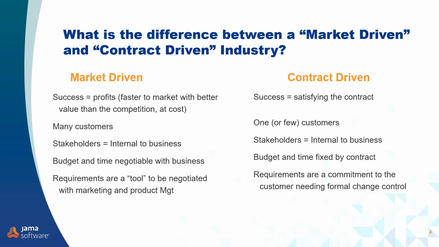So the stakeholders in market-driven are internal to the business, and you can negotiate budget and time. If you get a really, really cool feature, you can take an extra month or quarter to develop it. Versus in contract-driven, it's really fixed. So the challenges of market-driven and contract-driven are different. With contract-driven, requirements are a key commitment. You've got to negotiate a formal design control. Versus within a market-driven environment, they're critical. You have to deliver validated requirements, but they are definitely an internal business tool that helps communication across all the business functions.